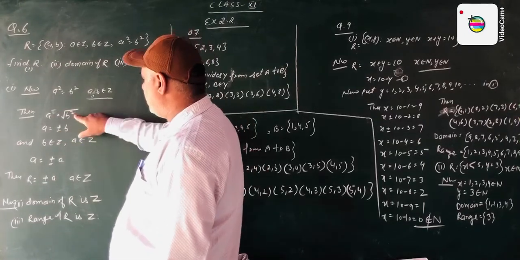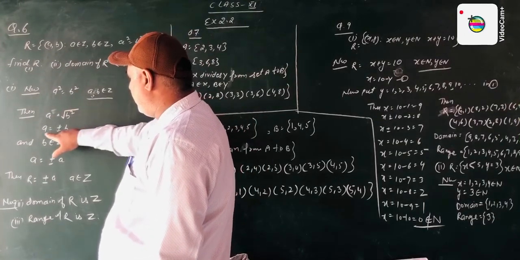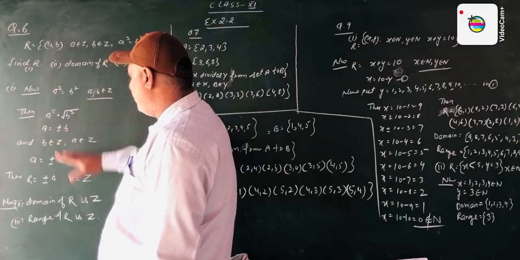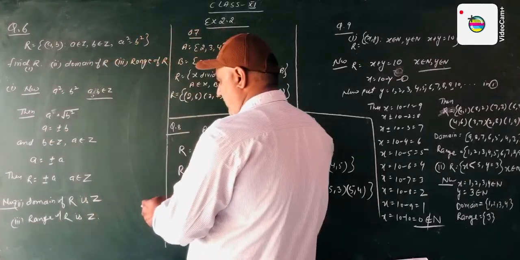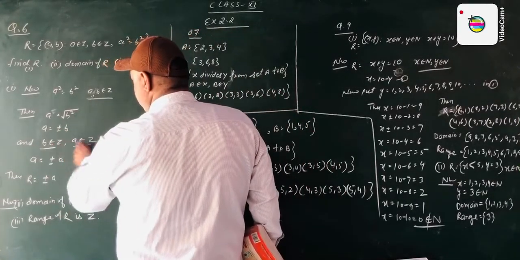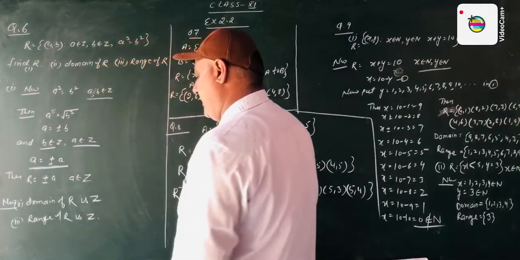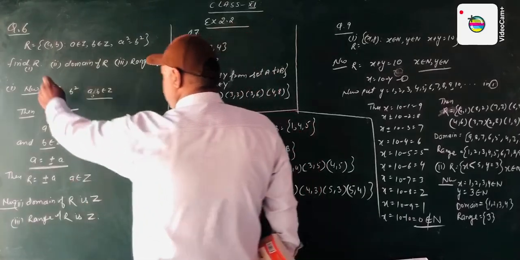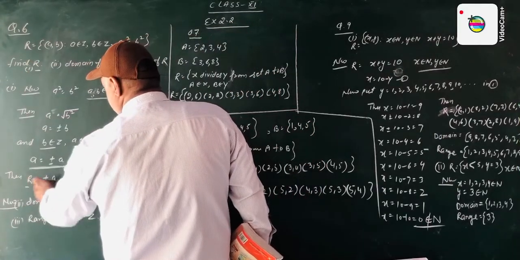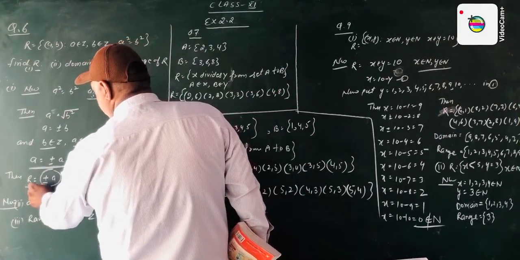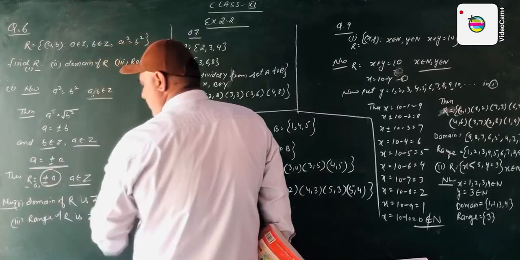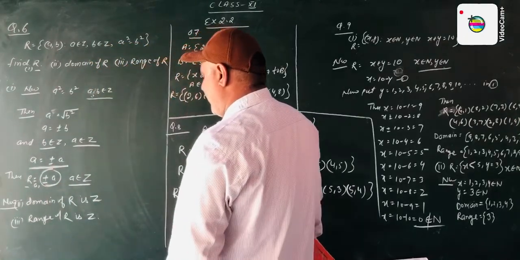Now the square root is cancelled with the power 2, then we get a is equal to plus or minus b. Now it says that b belongs to Z, a belongs to Z, then we write a is equal to plus or minus a. Then the relation becomes R is equal to plus or minus a, where a belongs to Z. Now Z is the integers.